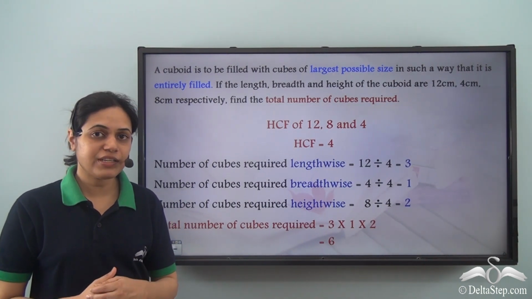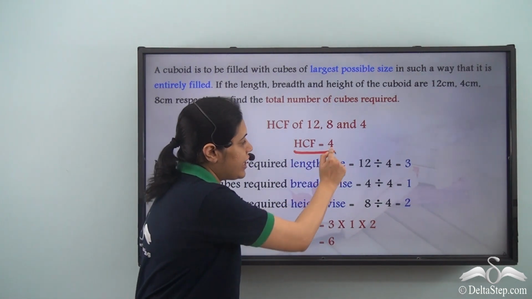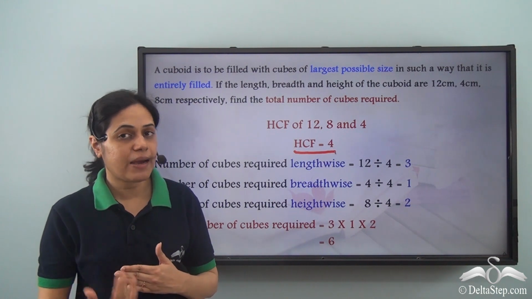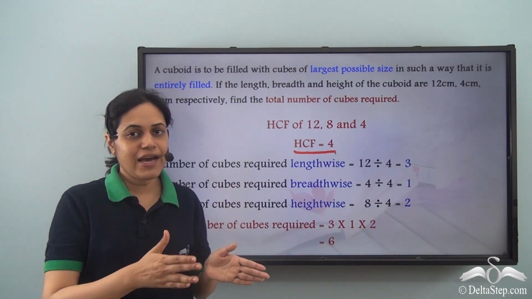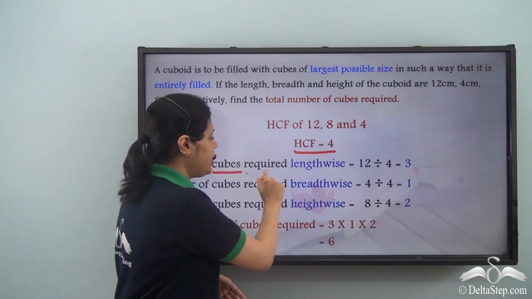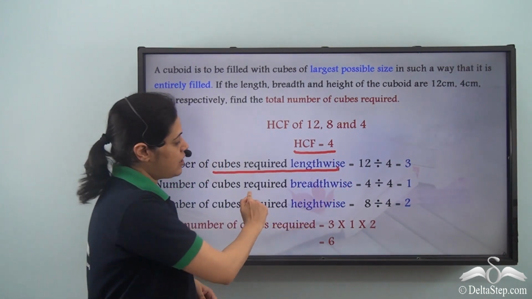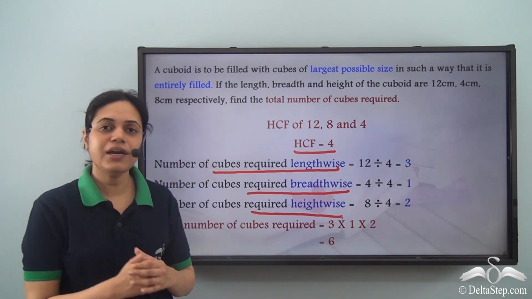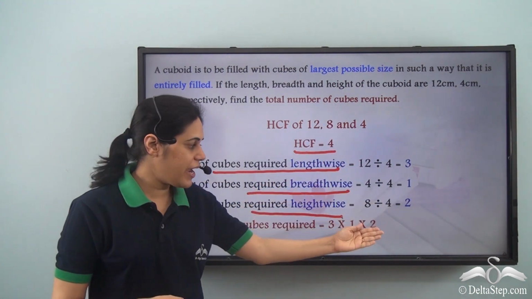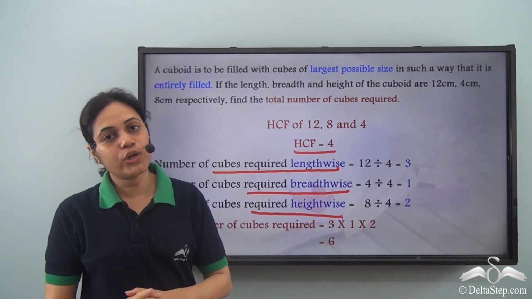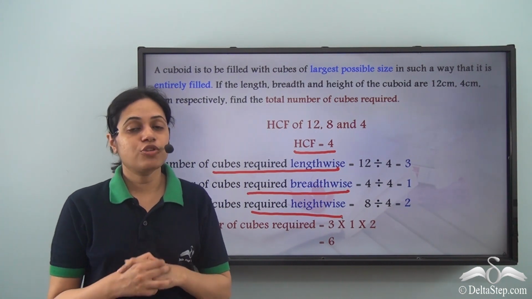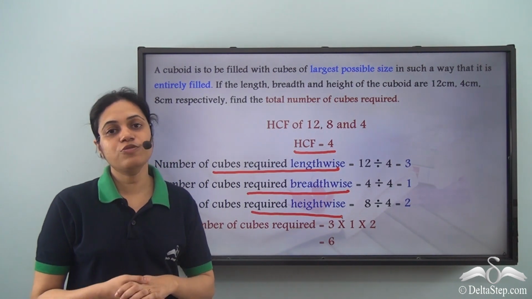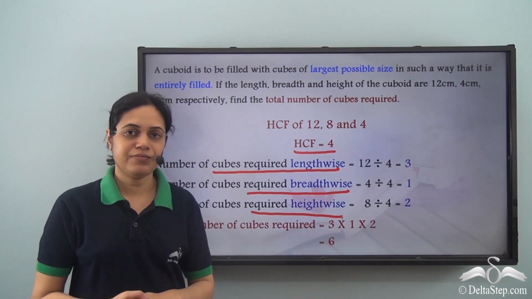And how did we find it out? First, we found the HCF to find the length, breadth and height, that is the dimension of the cube. And then we found how many cubes are required lengthwise, how many cubes are required breadthwise, and how many cubes are required height-wise. And we multiplied all three to get the total number of cubes required. So this is how you can solve problems of this type using the HCF.